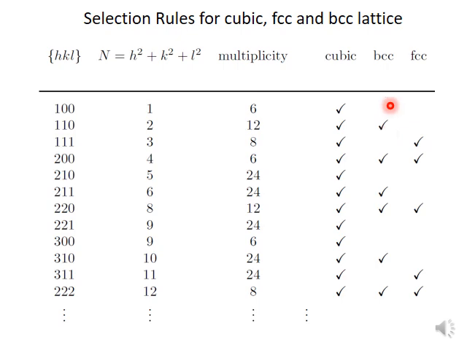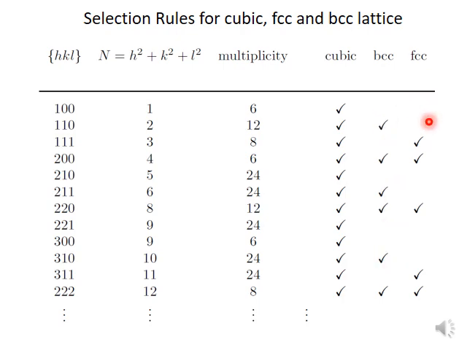For example, in BCC, if the summation of the H, K, and L indices is an odd integer, then that plane is missing. For example, in the case of a 100 plane, but the 110 plane, 1 and 1 give 2, which is an even integer, so this plane is present. So you have a kind of selection rule for a BCC.